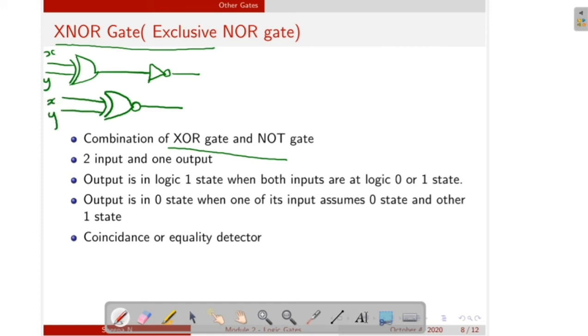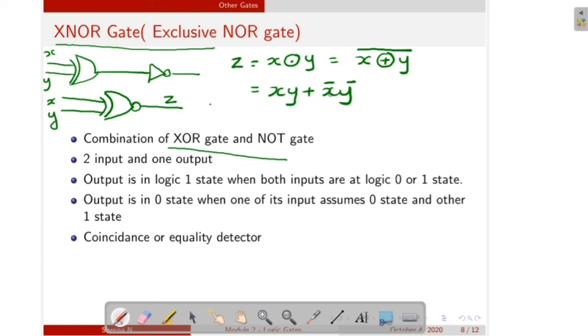So here X, Y are the input and Z is the output. The logical expression for XNOR gate is X XNOR Y. So here the symbol is a dot within a circle. That is equal to X XOR Y whole complement, because it is the complement of the XOR. Okay, so this is equal to XY plus X bar Y bar.